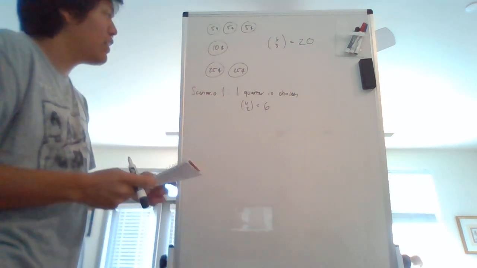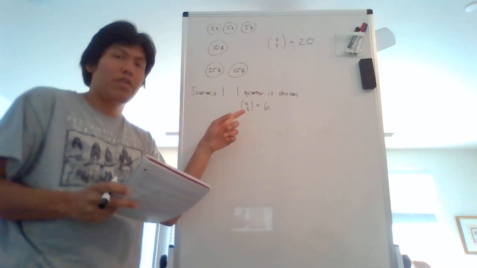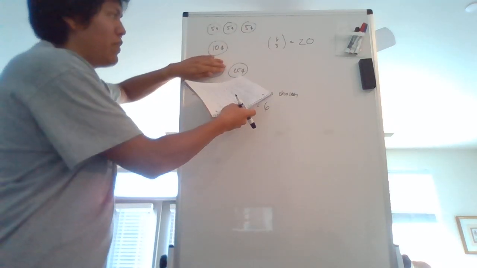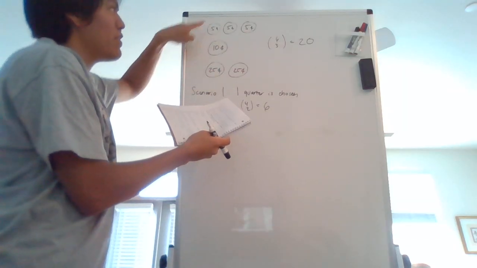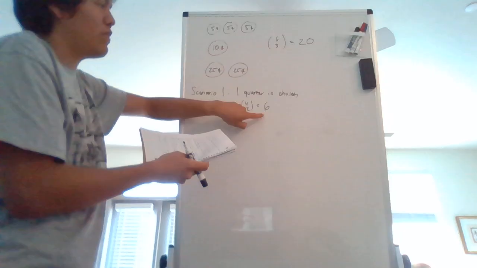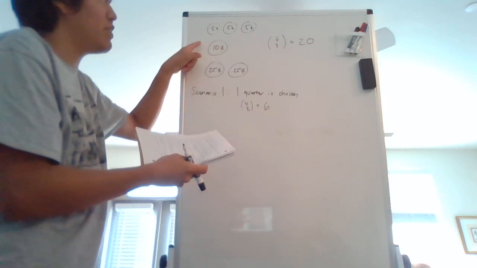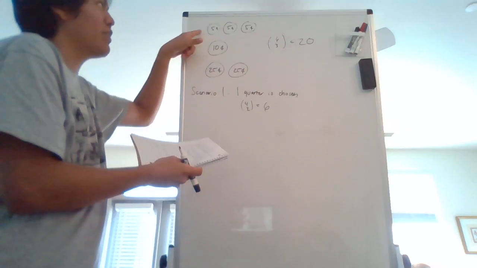Now, like I said, this is the scenario where we only took out 1 quarter, and we're choosing from these 4 up here. So again, that's 4 choose 2, which is 6 possible ways to choose 2 coins from 4 total.